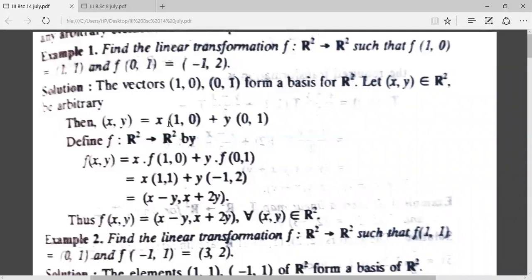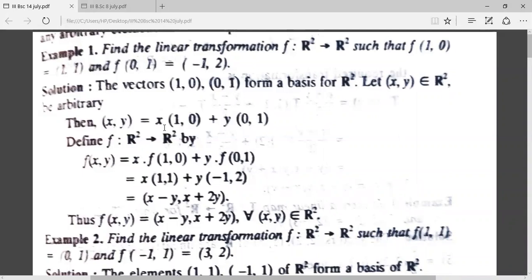So x comma y, if you add the corresponding components in the right hand side, you will get x comma y. So therefore, x comma y can be expressed in terms of the basis unit vectors of V2 of R, that is x into 1 comma 0 plus y into 0 comma 1. Now define a linear transformation f from V2 of R to V2 of R or R2 to R2 by f of x comma y equals x into f of 1 comma 0 plus y into f of 0 comma 1.